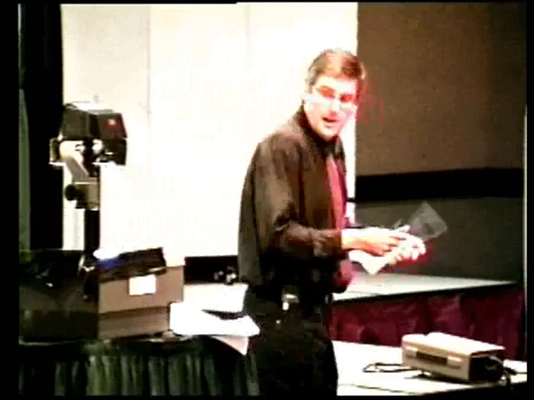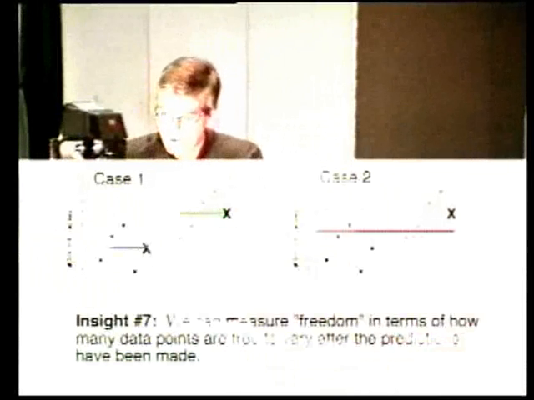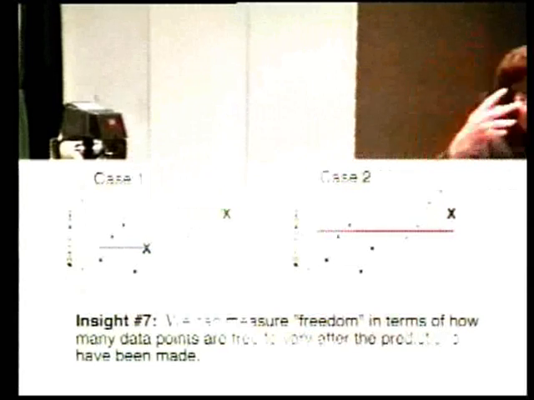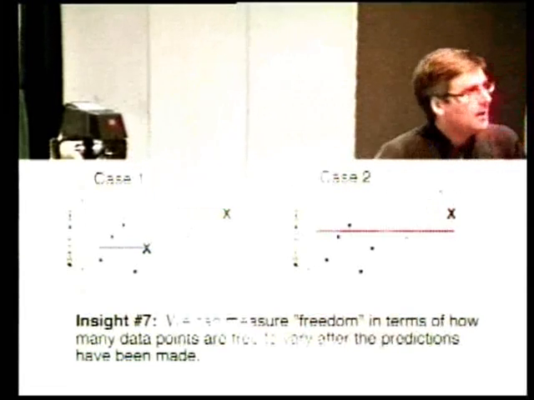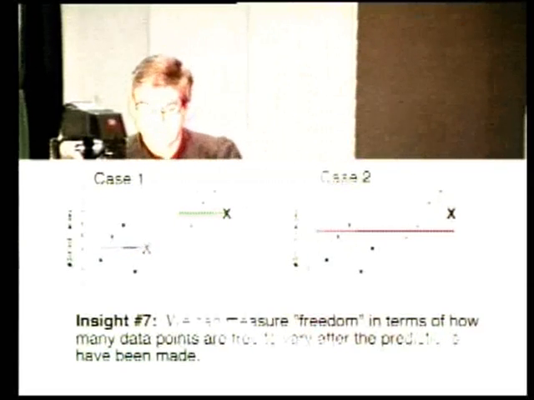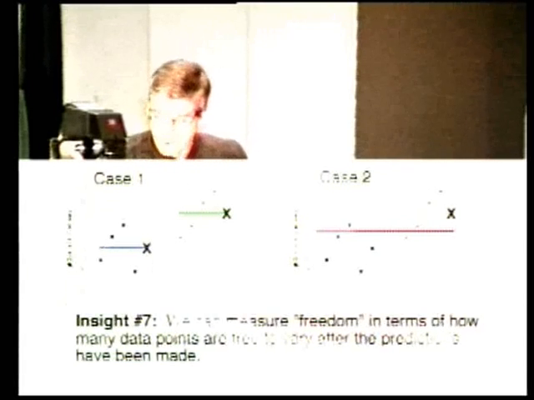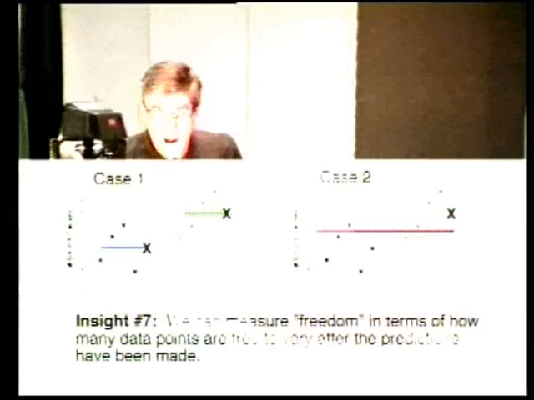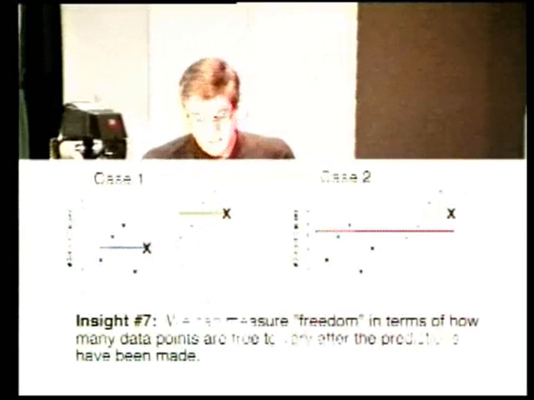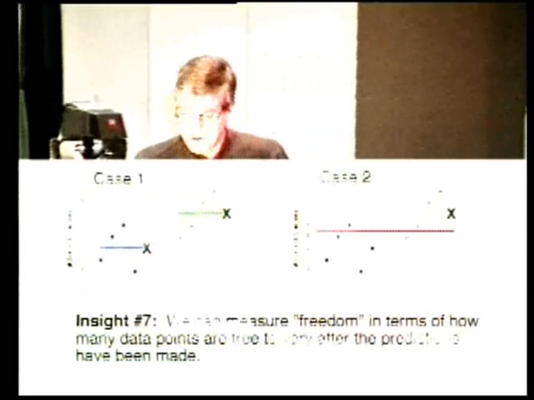And so Fred has his 7th insight, which is that we can measure freedom, and freedom is inversely related to the complexity of a case. We can measure this in terms of how many data points are free to vary after the predictions have been made. For instance, for case 2, we're only going to predict the same mean for both groups, and that says that 9 of those points are free to vary. If you specify 9 of them and you know the mean, then you can figure out what the last one is. So Fred is really feeling like he's reaching the home stretch here.